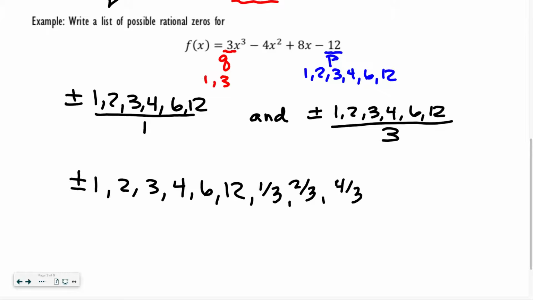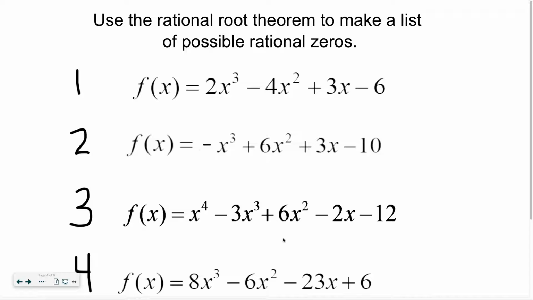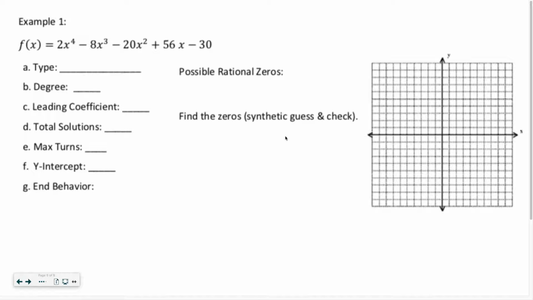So you can see, let's use this to do our synthetic guess and check. Open up your notes. Okay, now we're past the middle of our chapter, but this is a long chapter, so it's good for us to go back and review what we learned on day 1. So I'm going to go a little bit out of order. I'm going to start with B.